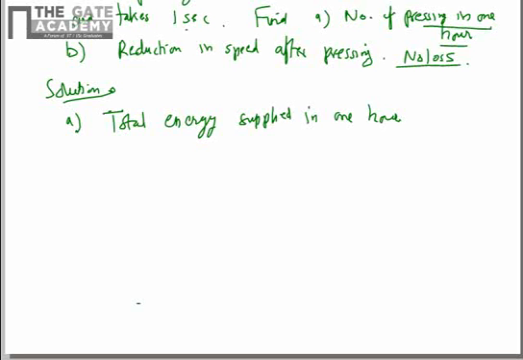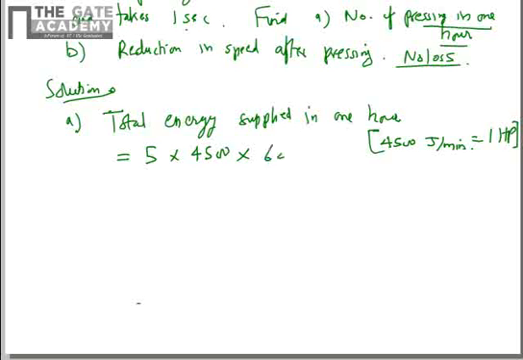So the total energy supplied in 1 hour can be calculated from the horsepower of the driver, that is the motor. We know that it is a 5 horsepower machine. Since we are working in joules, kg meter, we have a conversion factor of 4,500 joules per minute is equal to 1 HP. This is in any reference book. And then we have the number of minutes in an hour, that is 60. This is the total energy supplied in 1 hour.